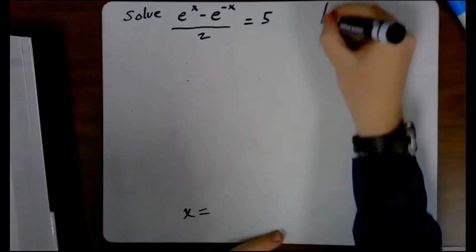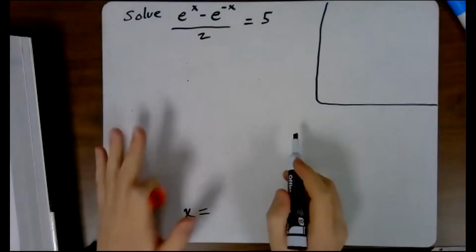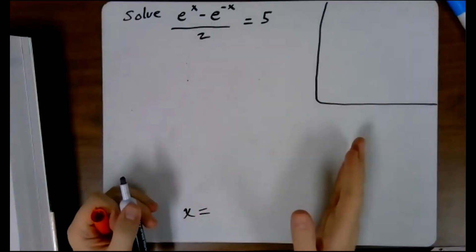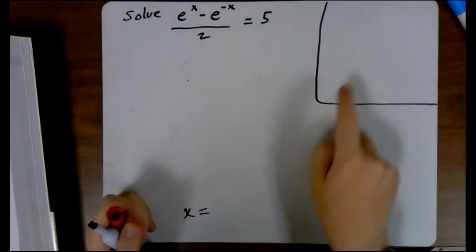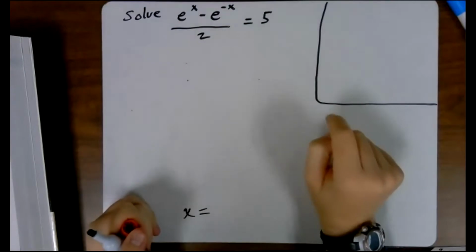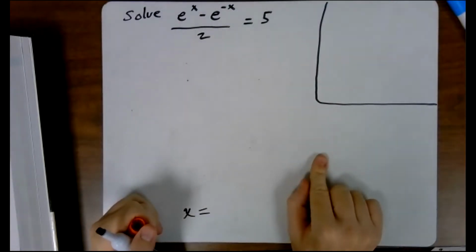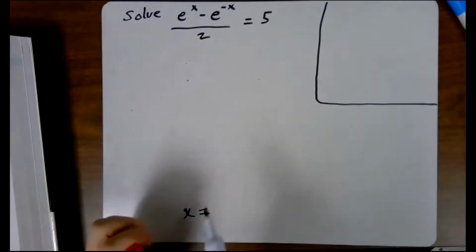I'm going to leave a vacant corner here, because what we're actually going to do is two things. First, we're going to do this using algebra, and it's going to be a pain in the butt. And then I'll show you a better way, a way that you can do this by graph. But I want you to really appreciate how much of a pain in the butt doing this with algebra is. Okay, let's get to it.